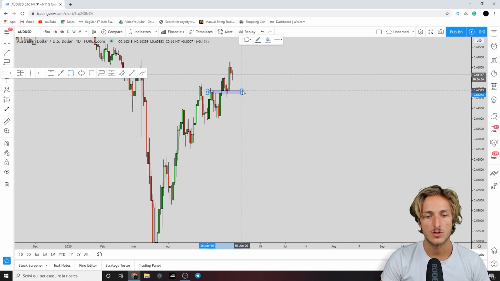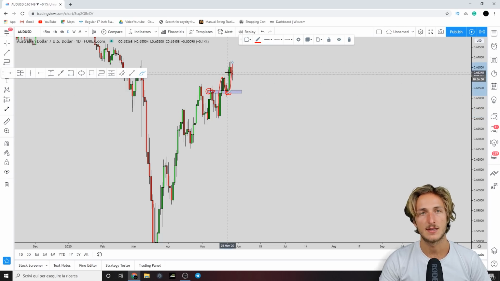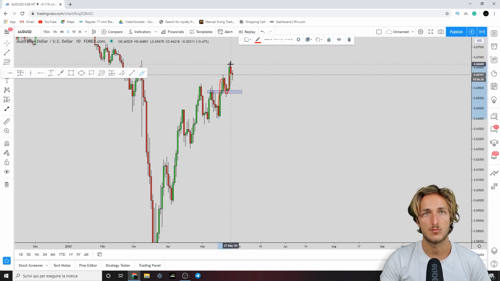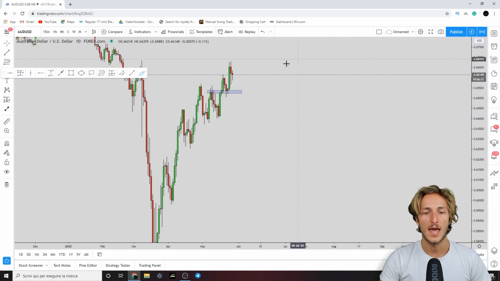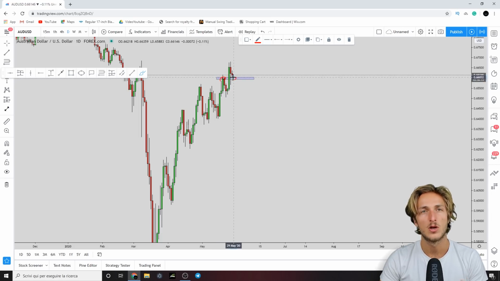We had this previous resistance here, which the market broke to the upside, went for a retest and respected as new support, completing this impulse correction and impulse pattern to the upside. And at the moment, the new structure is exactly here. So we have at the moment this previous resistance, now turned support, which the market is respecting.